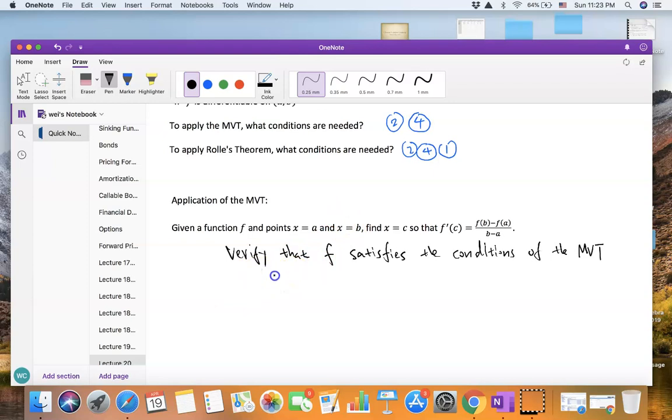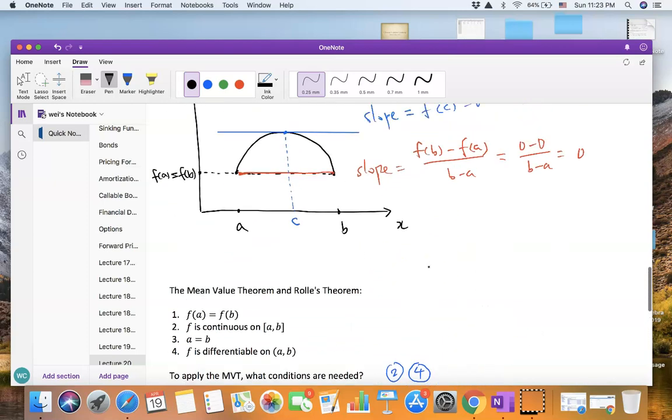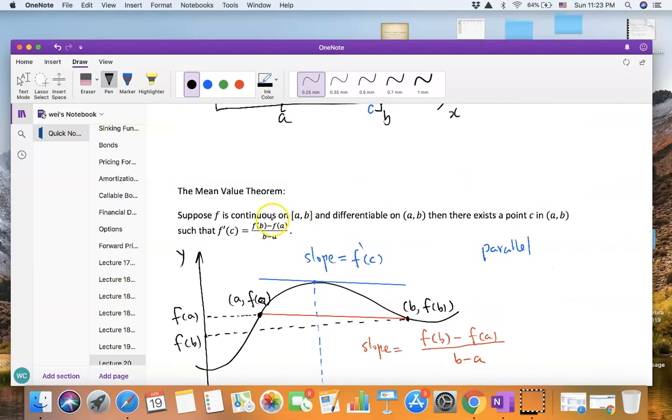In other words, we want to show that first the function f is continuous on the closed interval from a to b, and the function is differentiable on the open interval (a, b), because only if the function satisfies these two conditions, then according to the mean value theorem, we can show that there must exist a number c such that at that number this is true.